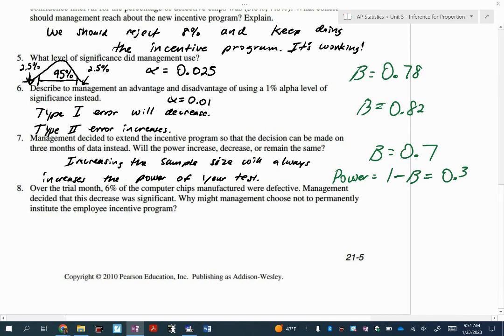Let's do the last one. Over the trial month, 6% of the computer chips manufactured were defective. Management decides that the decrease was significant. Awesome. Why might they not want to permanently continue the incentive program? It might be too expensive. That's exactly right, Thomas. Amazing. So as the statistician in the room, you're saying that it is statistically significant and you should keep doing it. But from the corporate side, they're like, okay, we hear that, but it's too much money. We're not going to do it. Our profit margin is still good enough with our crummy 8% defective rate.